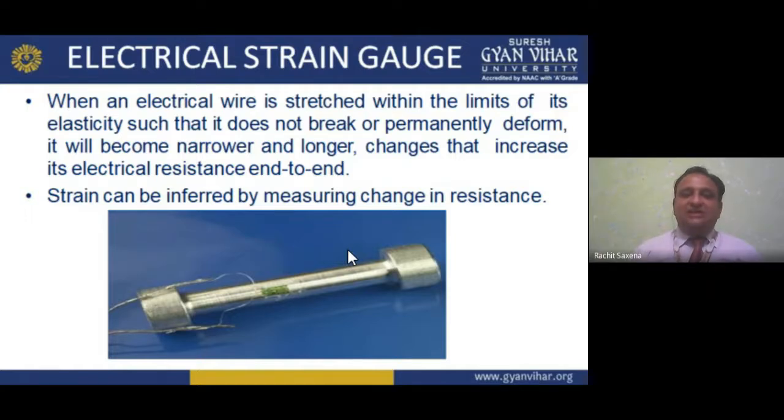That increases its electrical resistance end to end. What happens? R equals rho L by A, my dear student. Resistivity times length divided by area. So if I am changing the length, the resistance will change. So its electrical resistance end to end increases. So we have a relation: strain can be inferred by measuring the change in resistance.